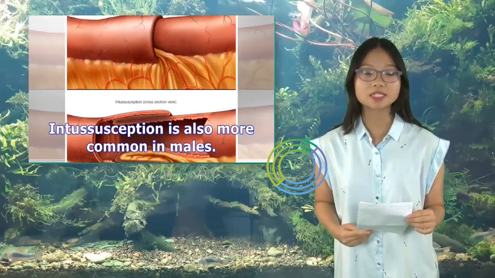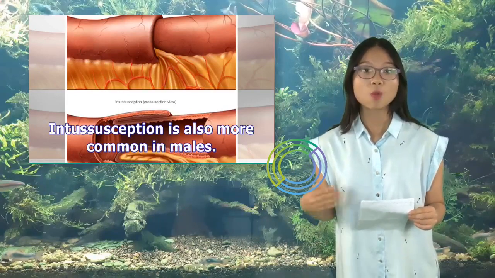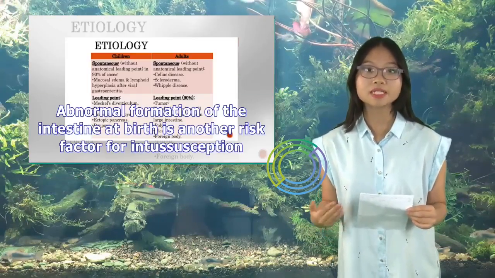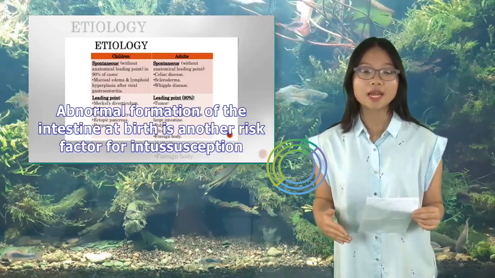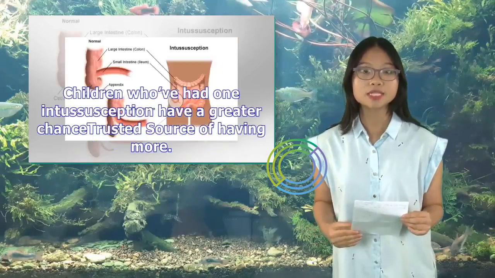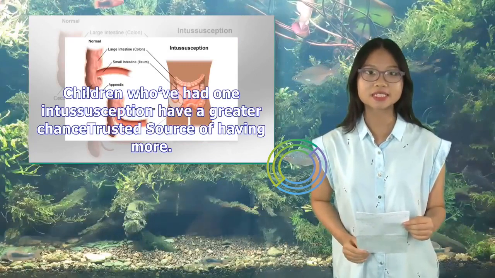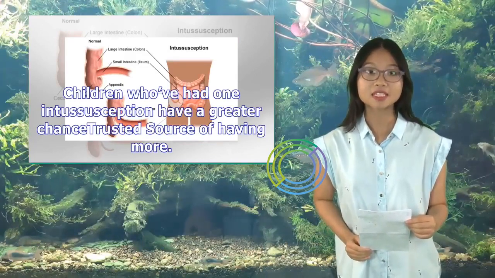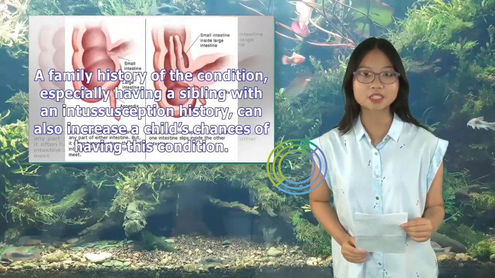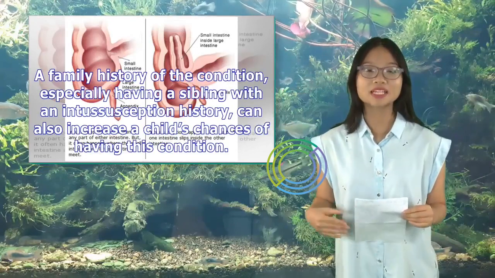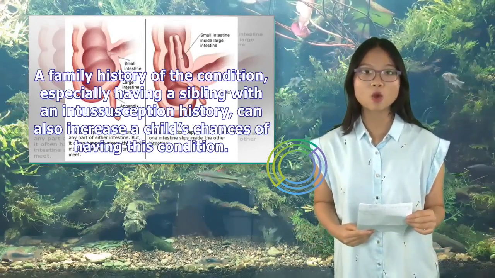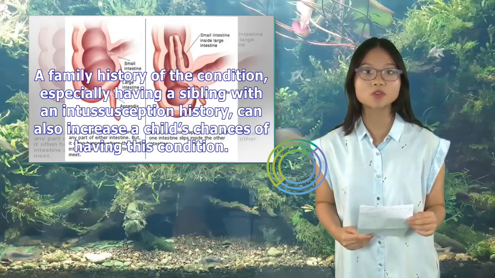Intussusception is also more common in males. Abnormal formation of the intestine at birth is another risk factor for intussusception. Children who've had one intussusception have a greater chance of having more. A family history of the condition, especially having a sibling with an intussusception history, can also increase a child's chances of having this condition.